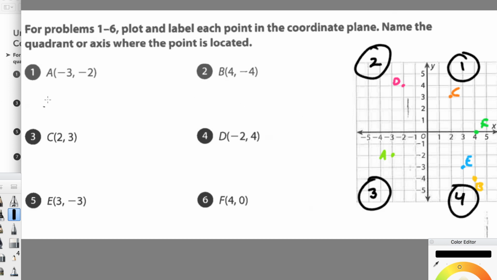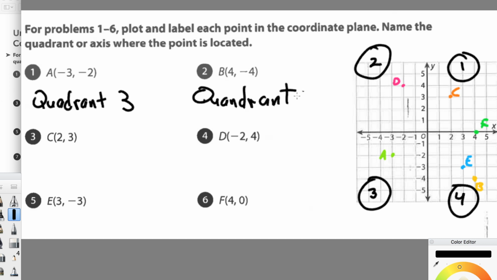So for example, A. Where's my A? My A is right here. It's on quadrant 3. My B is right here. It's on quadrant 4. And you get the gist. Finish the rest of them. Now, F is on the line, on the X number line. We call that the X axis. So number 6 is on the X axis. Make sure you put that as your answer.